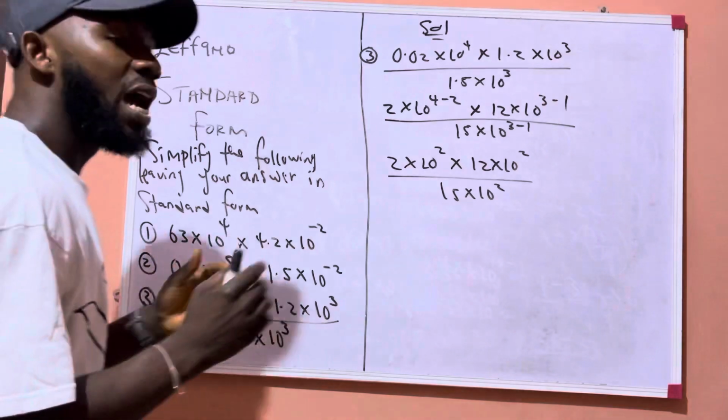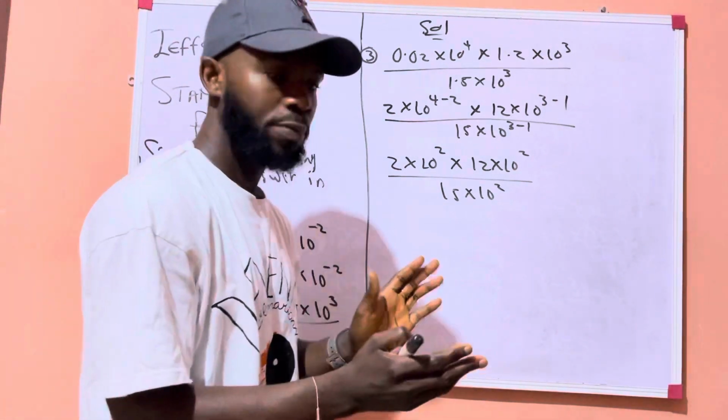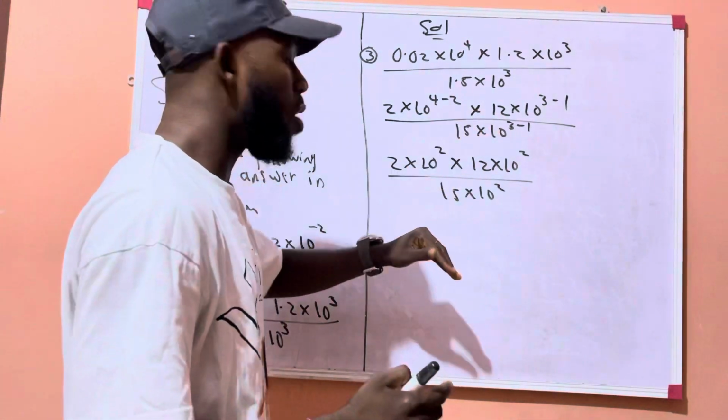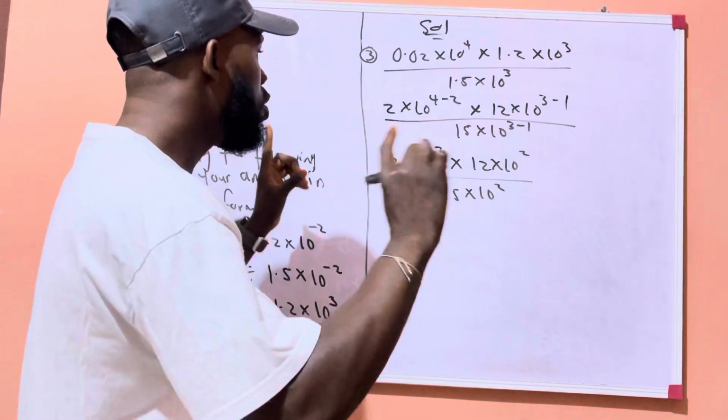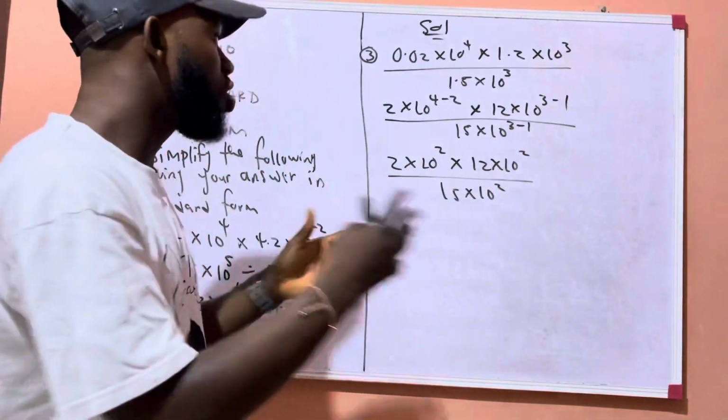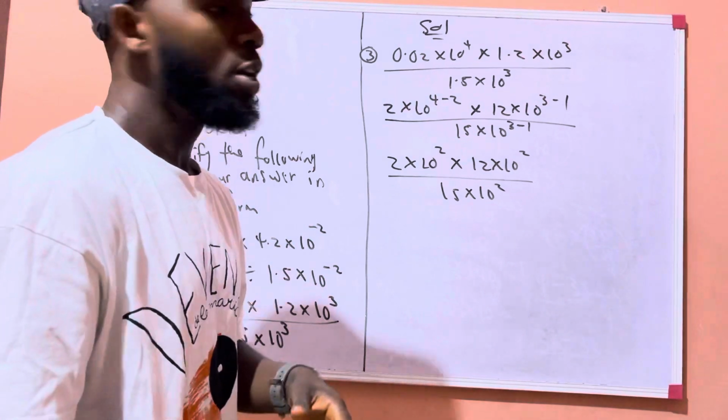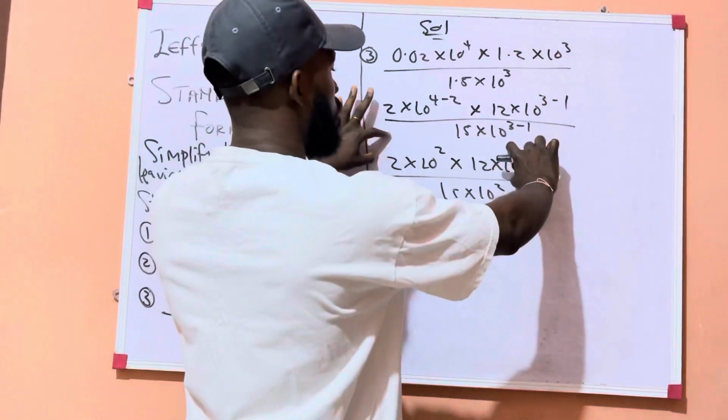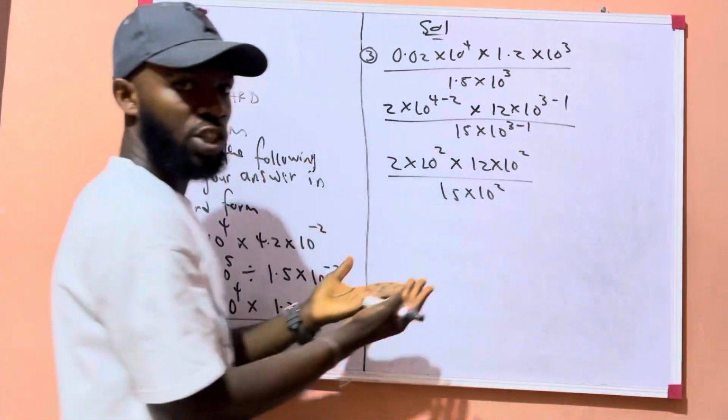Now you will notice that this is a fraction. On top we have the numerator and down below we have the denominator. In the numerator we have two sets of numbers in standard form. So what do I have to do? I'll solve what is on top first, before I solve the denominator.